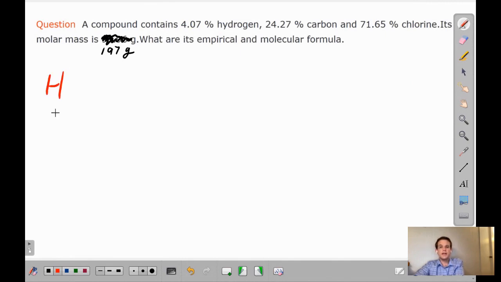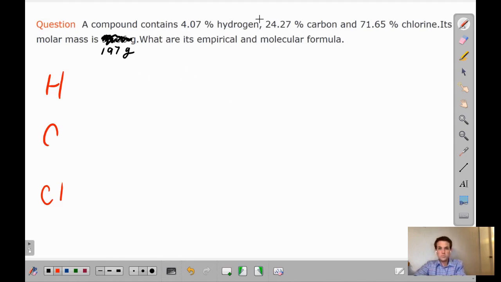The best way to do it is to break it down by the elements that we're looking at. So H, C, and Cl, the problem says. Compound contains 4.07% hydrogen, 24.27% carbon, and 71.65% chlorine. Its molar mass is 197 grams. What are the empirical and molecular formula?